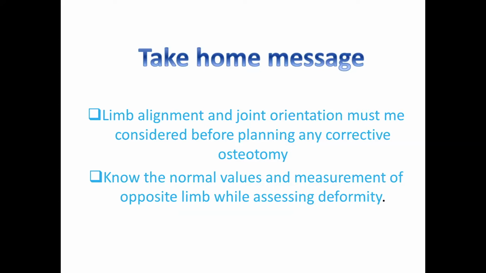So overall, I think I have tried to cover most of the nomenclatures. So the take home message is limb alignment and joint orientation must be considered before planning any kind of corrective osteotomy. And we must know the normal values and the measurement of the opposite limb while assessing any kind of deformity.